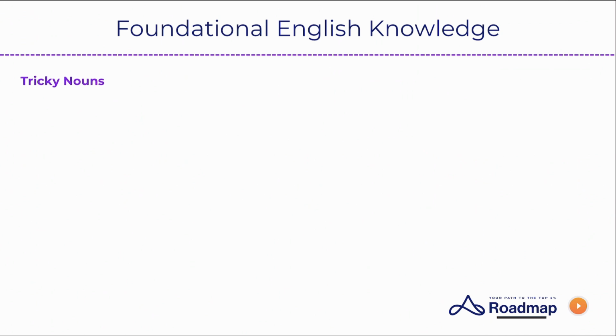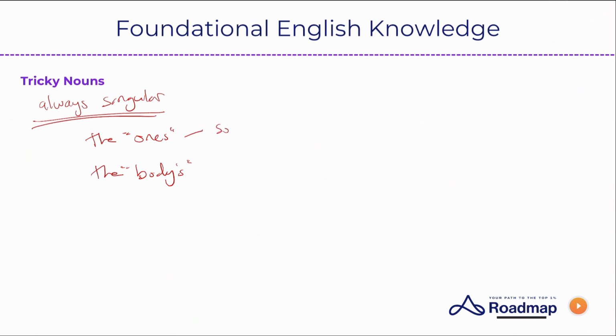So the first category of tricky nouns that you want to be aware of are the nouns that are always singular. Okay, so these nouns that are always singular are, I would say, the ones and the bodies. Okay, the bodies. So what I mean by this is words like someone, no one, anyone, everyone, right? These words with the one in it, these guys are always singular.